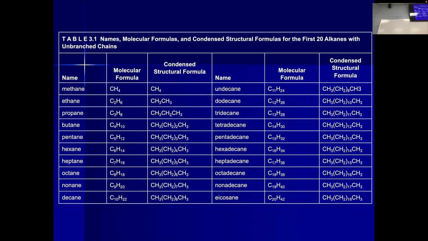I am going to hold you responsible on an exam for the first 10. If I say a molecule with 10 carbons in its longest chain, you need to know that that's decane. 6 carbons is hexane. 7 carbons is heptane. Okay? But your book goes out to 20. 11 is undecane. 12 is dodecane. 13 is tridecane, so on until you get to 20 carbons, and that's called icosane.